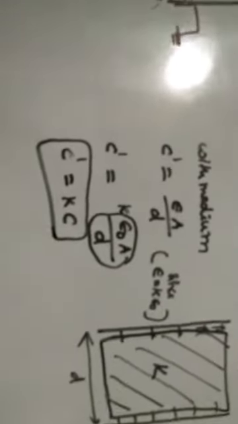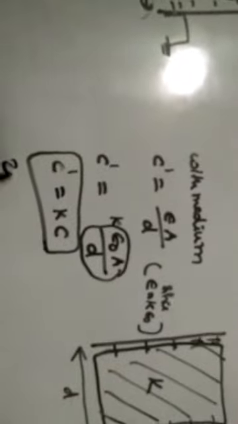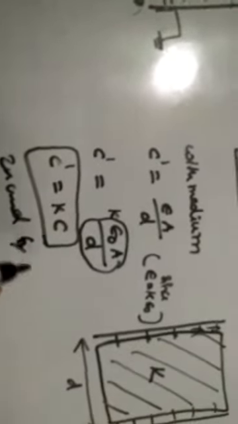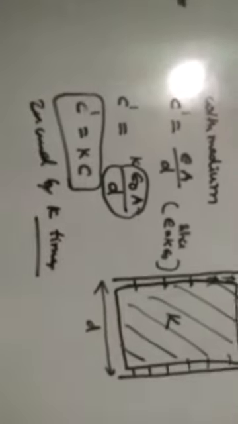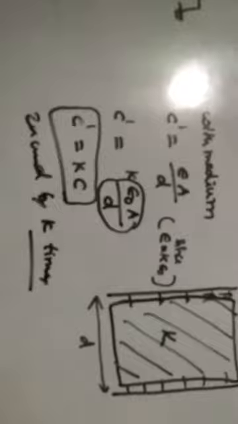So from this, what can you understand? Capacitance increased by K times. This is the concept, remember. Capacitance increased by K times. This is the case 2 value.